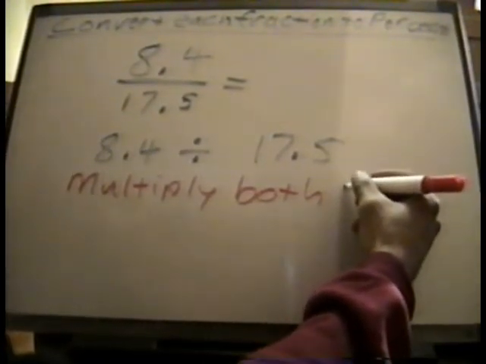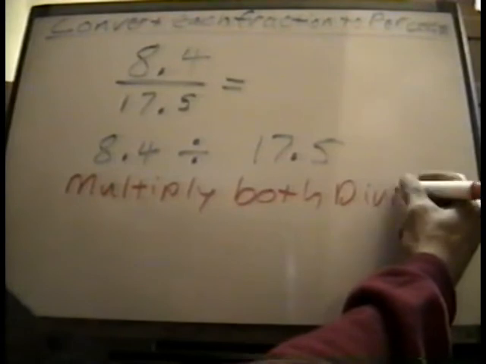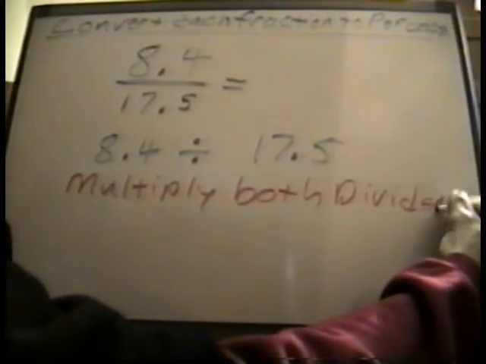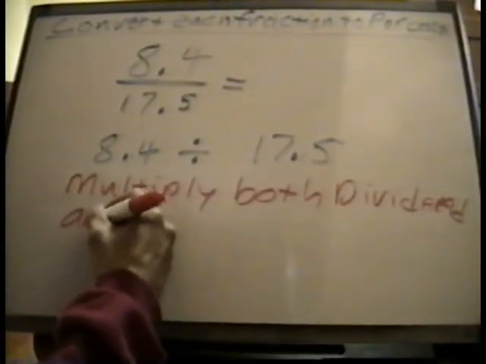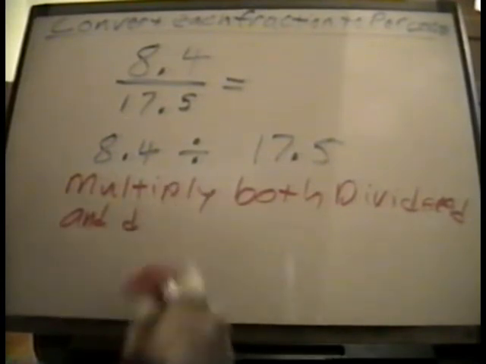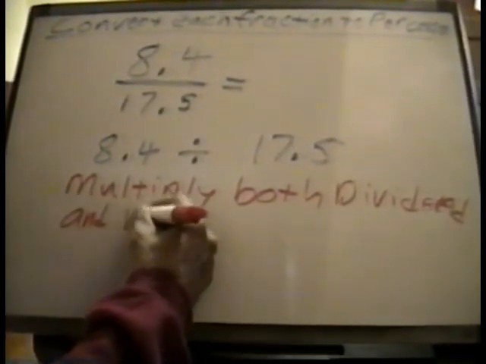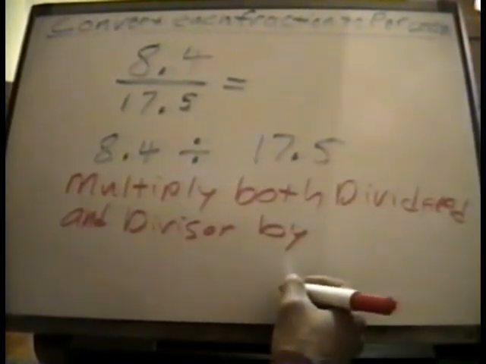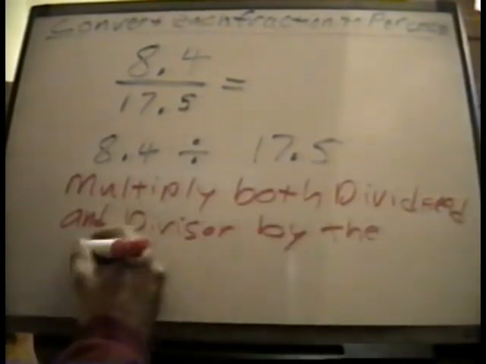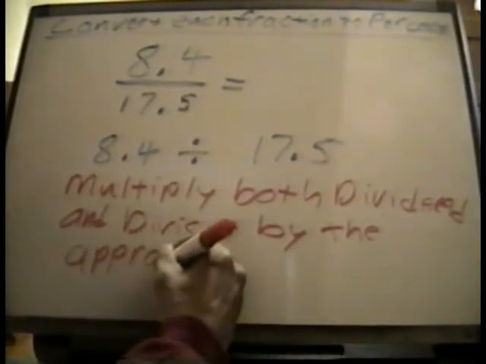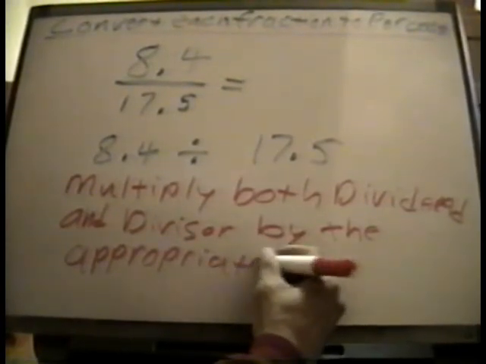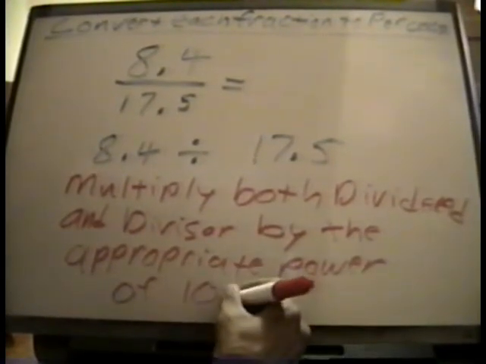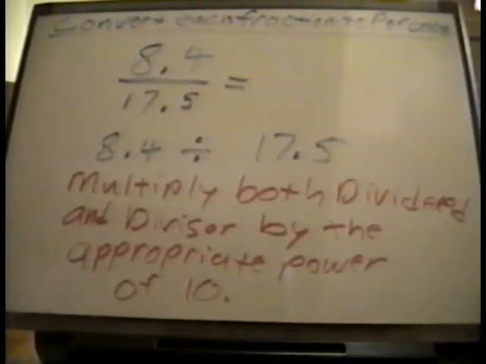both the dividend and the divisor by the appropriate power of 10, meaning a multiple of 10.